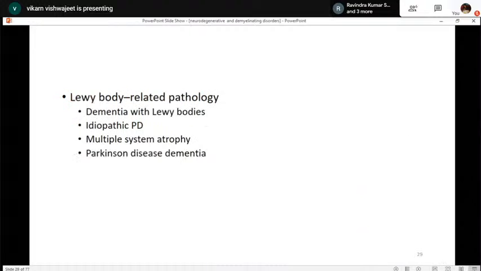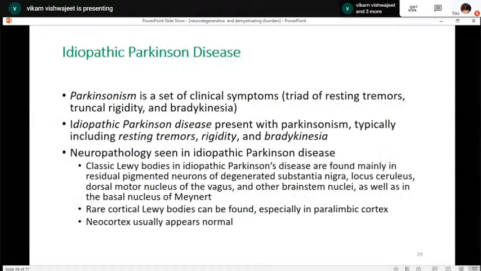Lewy bodies can also be noted, apart from dementia with Lewy bodies, in Parkinson's disease, multiple system atrophy, and Parkinson's disease dementia. So we will discuss idiopathic Parkinson's disease. Parkinsonism is a set of clinical symptoms characterized by the triad of resting tremor, truncal rigidity, and bradykinesia. It can result from various conditions. It can be due to a neurodegenerative disorder, exposure to toxins, chronic use of neuroleptics, or head trauma.